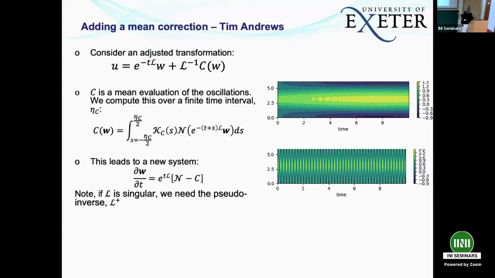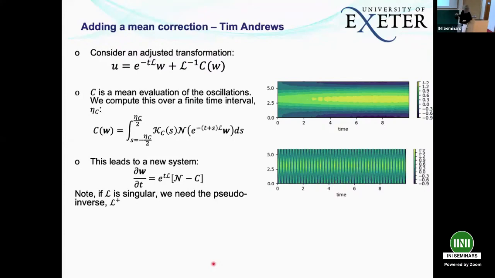Instead of just using the matrix exponential, you can add an extra term. So instead of having u equals e to the minus Lt v, we have a new variable w, and then we put in a mean correction. This mean correction would be a low frequency thing. So in the mapping, you would take out the really slowly evolving low frequency stuff in your actual mapping.